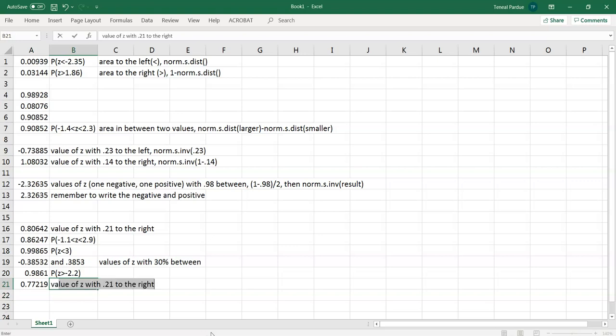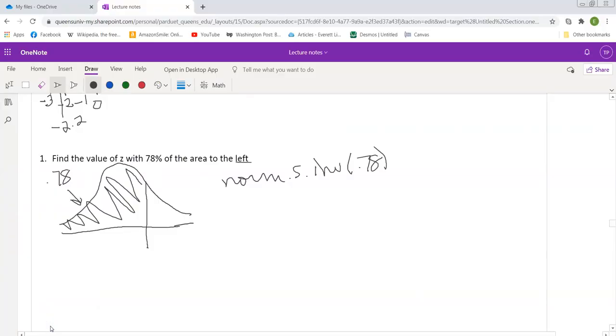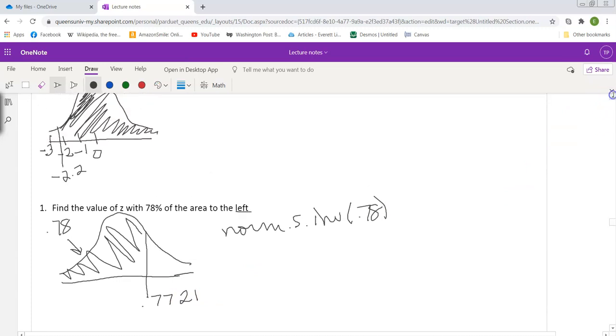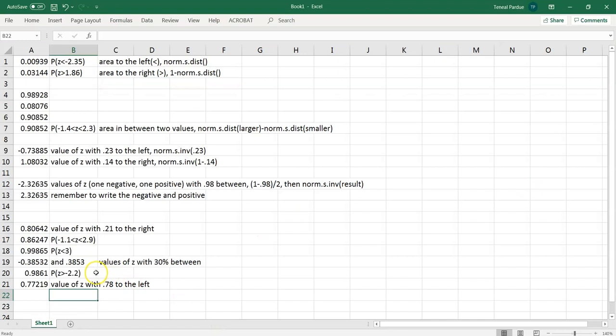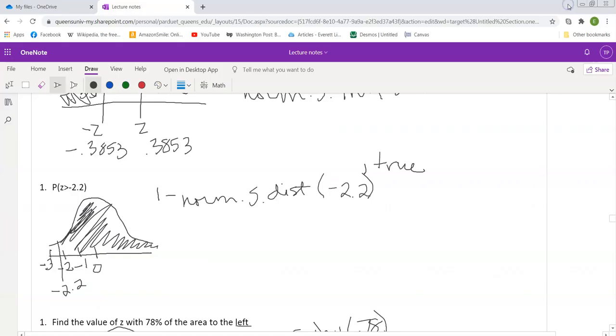So this is the value of z with 0.78 to the left. So 0.7721. All right, so I hope that helps with some of these. I should write this answer on there before we go. That answer was 0.9861.